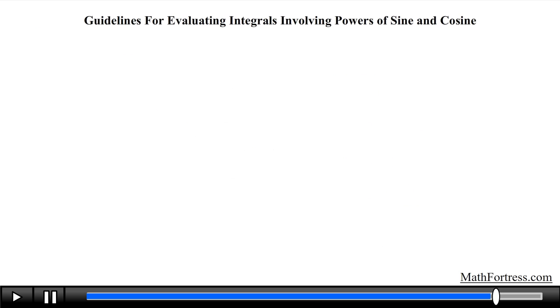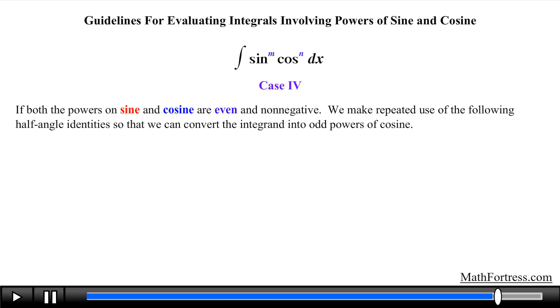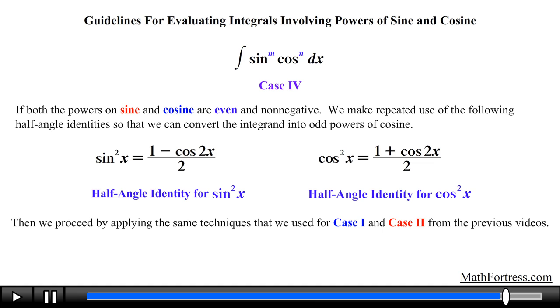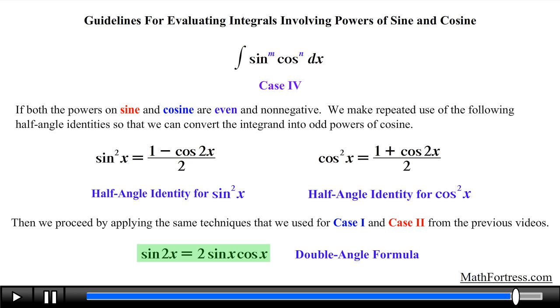In general, if both the powers on sine and cosine are even and non-negative, we make repeated use of the following half-angle identities so that we can convert the integrand into odd powers of cosine. Then we proceed by applying the same techniques that we used for case 1 and case 2 from the previous videos. In addition to the half-angle identities, it is sometimes helpful to use the double angle identity sine of 2x equals 2 times sine of x times cosine of x, especially when we solve for the product sine times cosine. After all, we are dealing with integrals that contain products of sine and cosine.